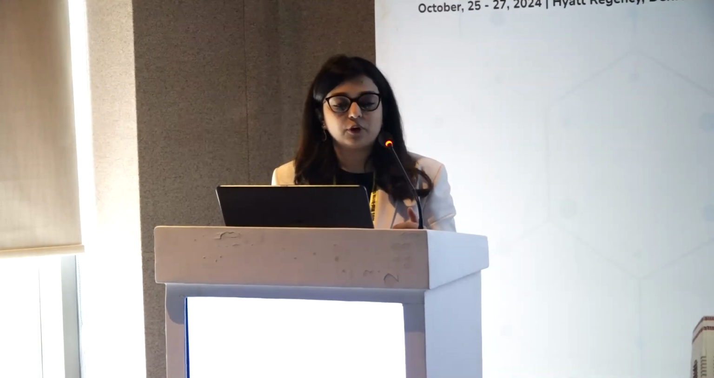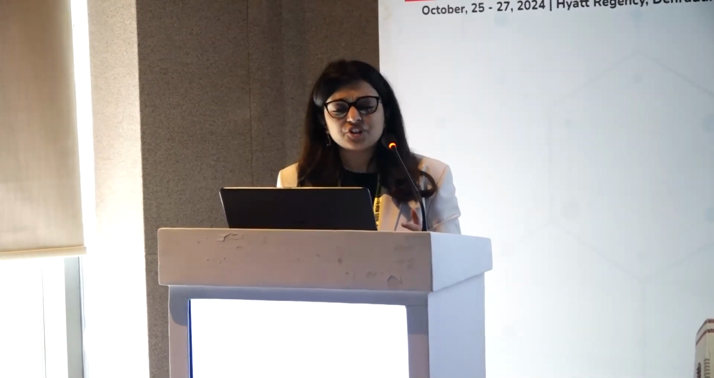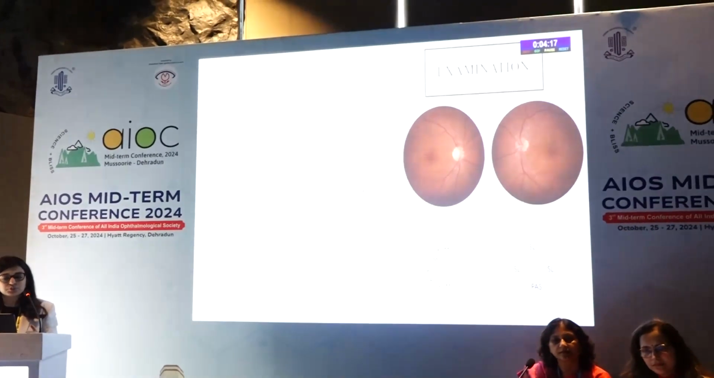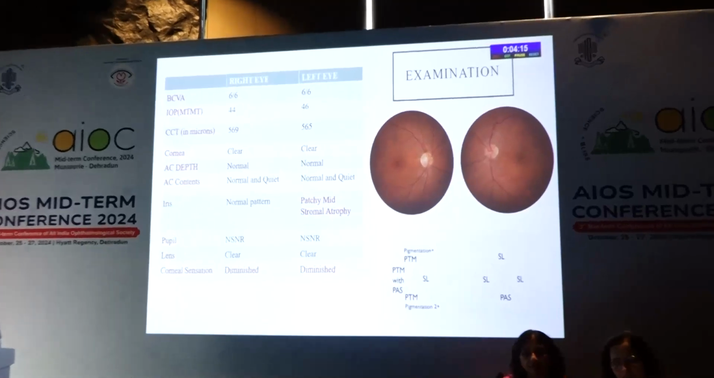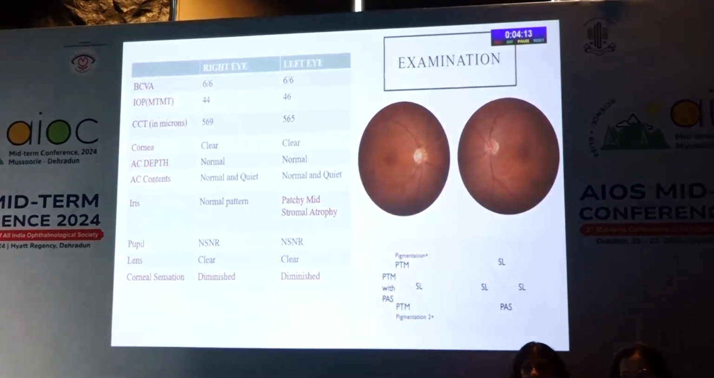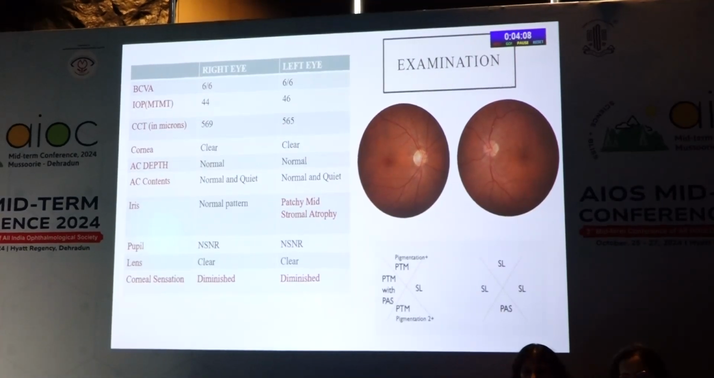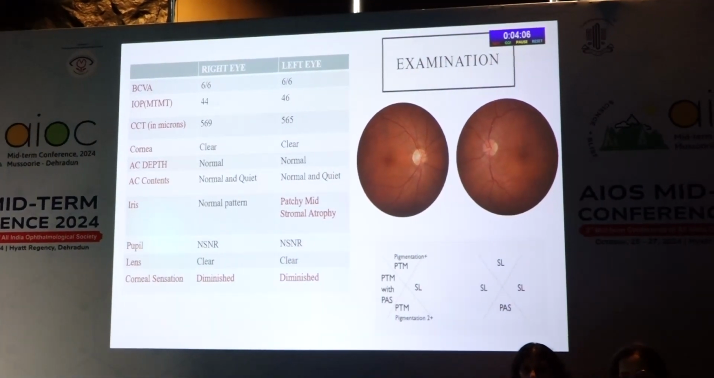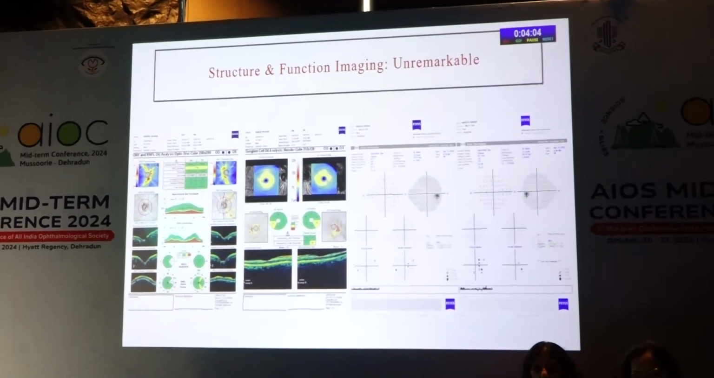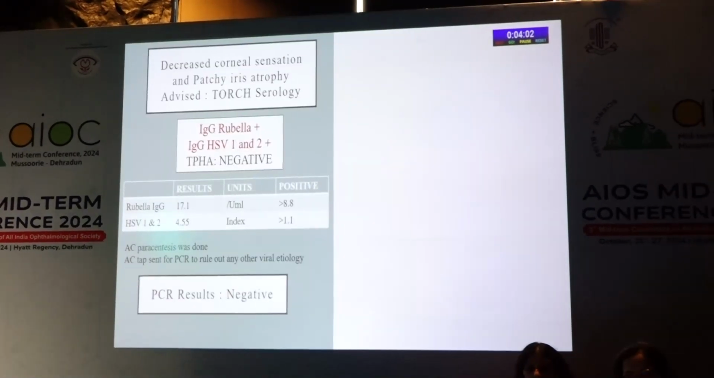However, the IOP, even on maximum treatment, was 44 and 46. He had patchy mid-stromal iris atrophy, and we checked the corneal sensations, which were diminished. The fundus examination was within normal limits. However, closed angles were seen in the left eye and one quadrant in the right eye. So the structural and functional imaging were also unremarkable.